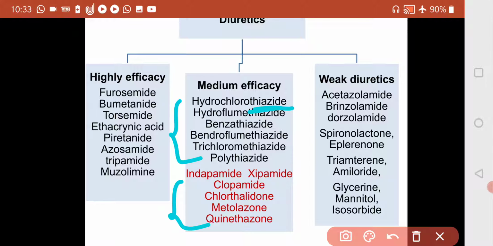Then there are weak diuretics. In weak diuretics there is acetazolamide, which we already know about, we learned it in glaucoma. So there is acetazolamide, brinzolamide, the zolamides. Then potassium sparing diuretics and osmotic diuretics.